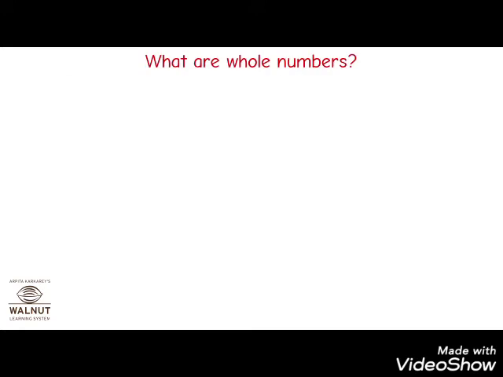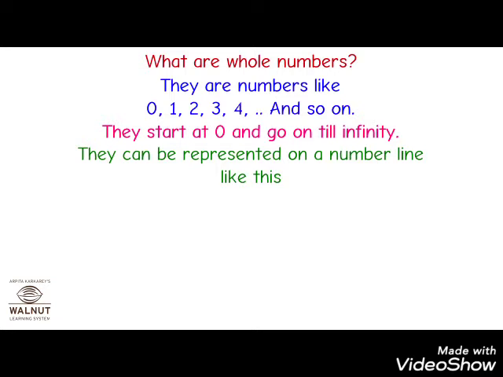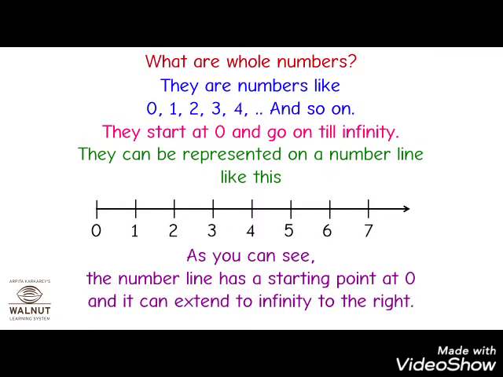What are whole numbers? They are numbers like 0, 1, 2, 3, 4 and so on. They start at 0 and go on till infinity. They can be represented on a number line like this. As you can see, the number line has a starting point at 0 and it can extend to infinity to the right.